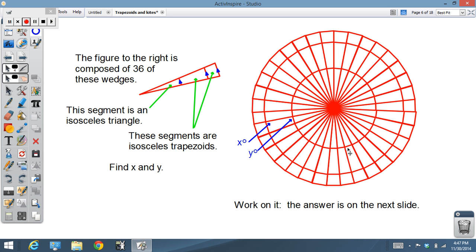All right. Ooh, nice little fun exercise here. I got 36 wedges, and this part here, let's go with this. Let's write something down here. Okay, so each one of these little segments is made of an isosceles triangle, and these are made of isosceles trapezoids. The question is, find x and y. Okay, answer coming on the next slide. Pause if you want. We're going to hit go when we're ready.